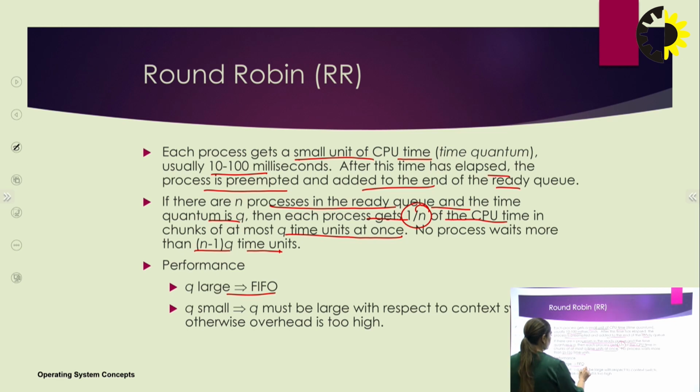Small q must be large with respect to context switch, otherwise the overhead is too high. The time taken in context switching should be much smaller than the quantum, so that the processes are doing some work rather than being busy in context switching only, right?